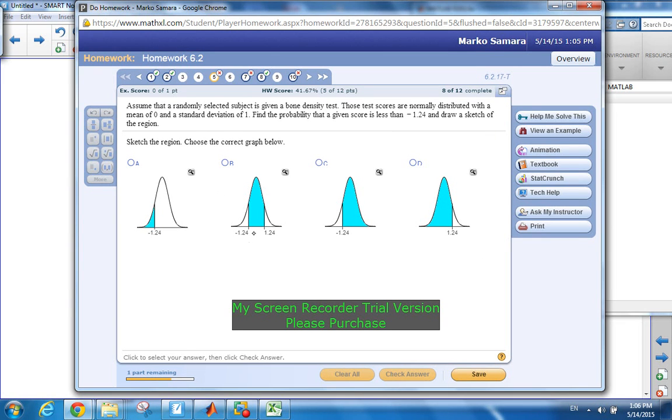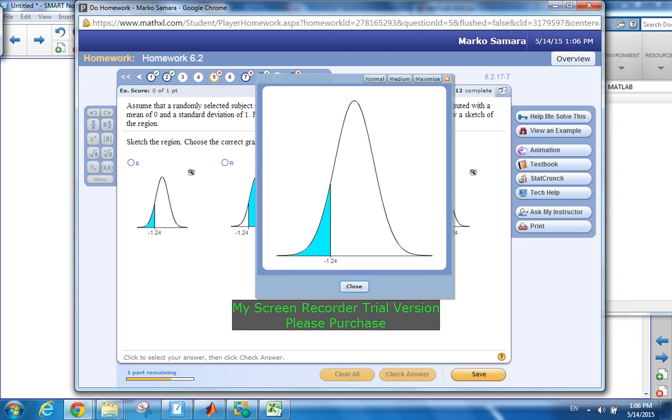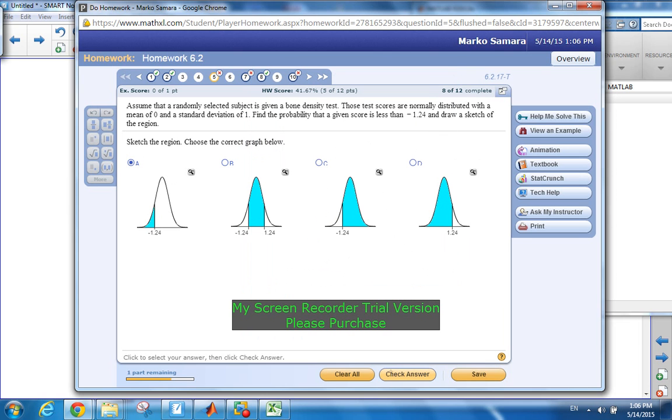The second one is probability of getting a number between negative 1.24 and 1.24. Of course, that's not what we are looking for. Another, this one is probability of getting a number higher than negative 1.24. You see the difference between A and B. A is getting a number below this critical value, and this one is getting a number above. So the answer is graph A. And the probability, so round to 4 decimal places as needed.